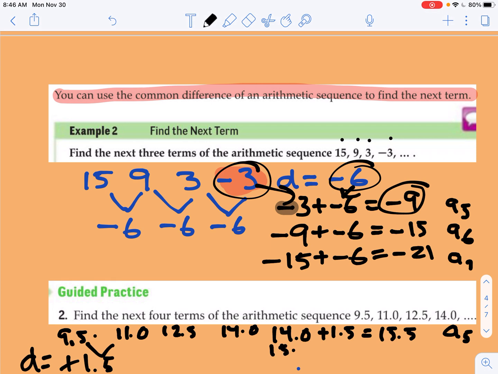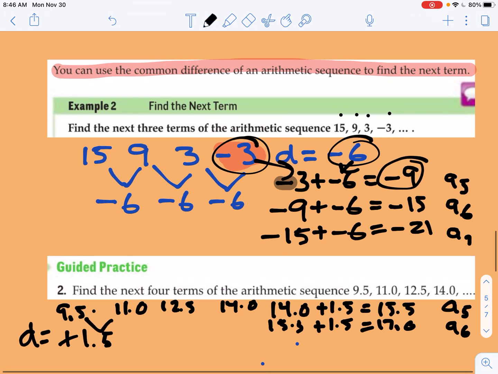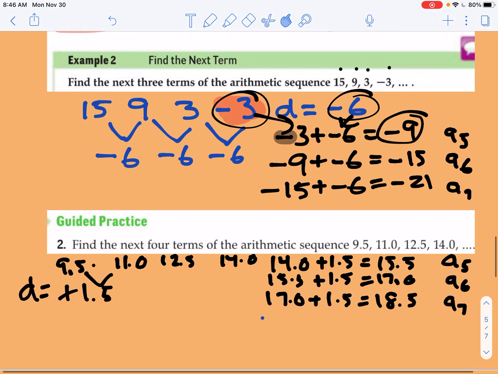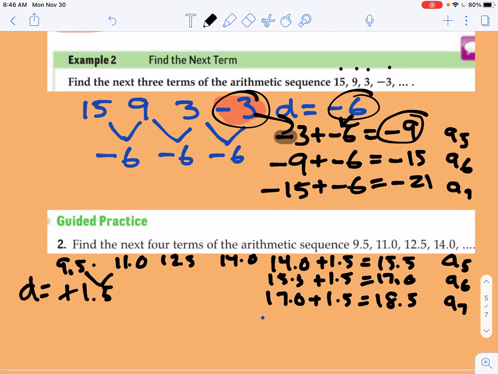Then we're going to go 15.5, add another 1.5, and that's going to give me 17, and we'll make that 17.0. That would be my 6th term. And then my last term would be 17.0 plus 1.5, which gives me 18.5, and that would be in the next 4 terms. All right, so we need to find one more, don't we? I guess I should read the directions. So we've got 18.5 plus 1.5, and that's going to get us up to 20. So those are your next 4 terms.